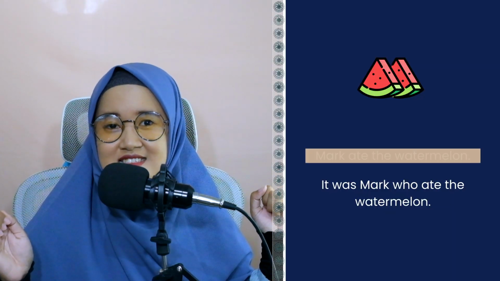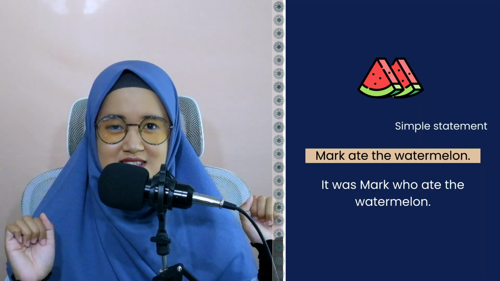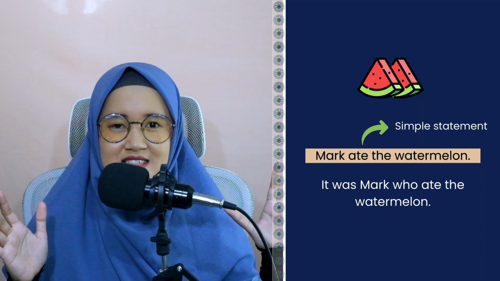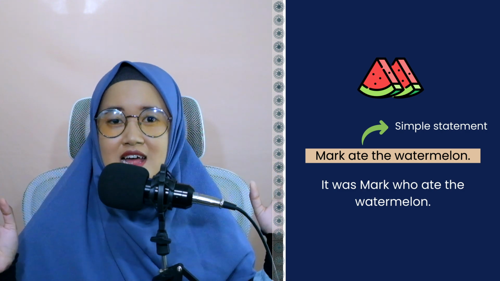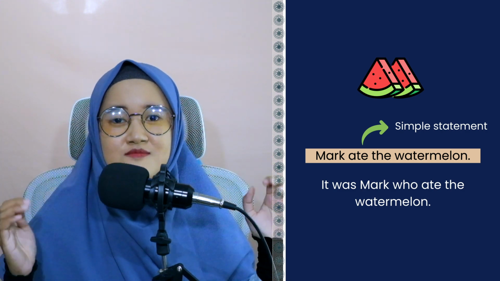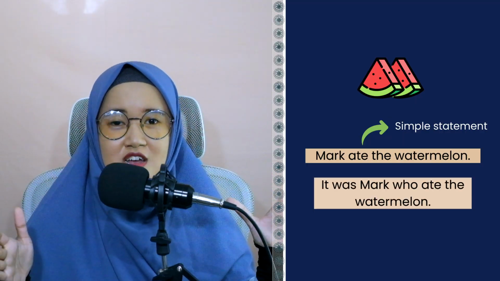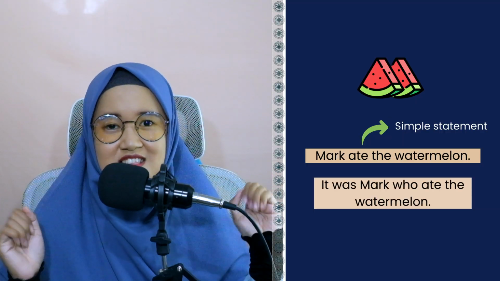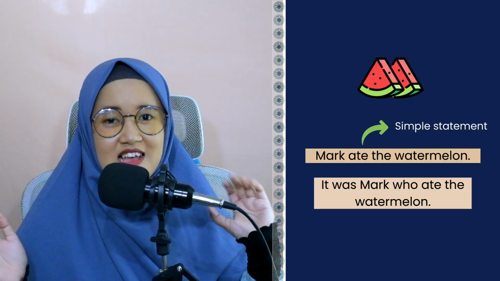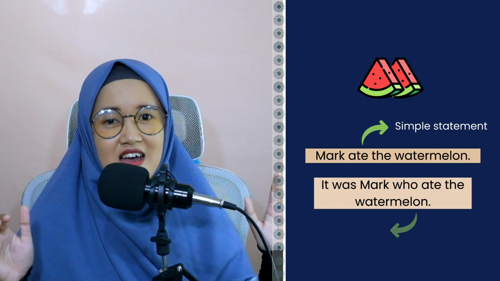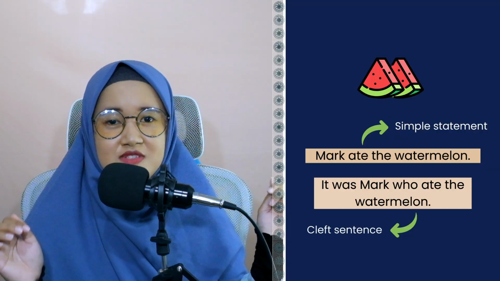The first sentence, Mark ate the watermelon, is just a simple statement or fact. The speaker is not trying to emphasize or call attention to anything special here. But in the second sentence, it was Mark who ate the watermelon, the speaker is emphasizing that Mark did the action, not some other person. It is an example of a cleft sentence.